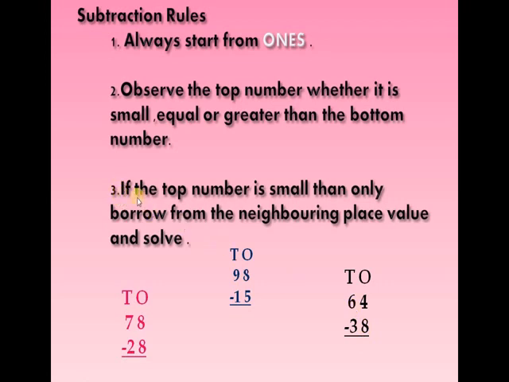The third rule is if the top number is small, just like here, then only borrow from the neighboring place value and solve. That means this is its place value, neighboring place value is tens, so we are going to borrow from here. Let's solve all the sums.